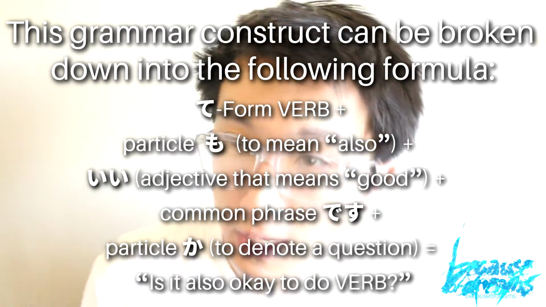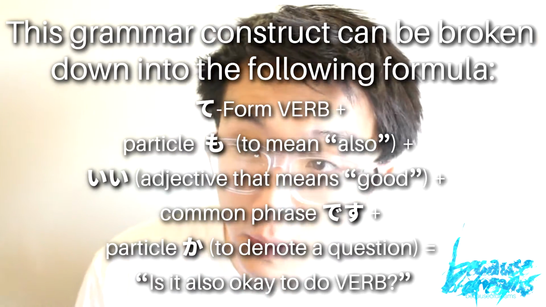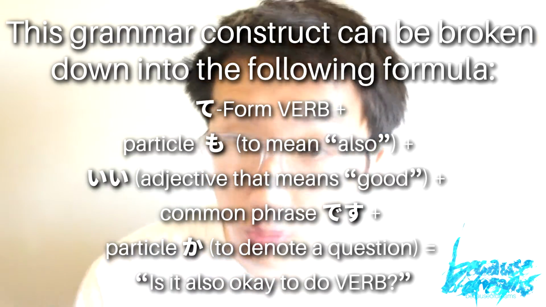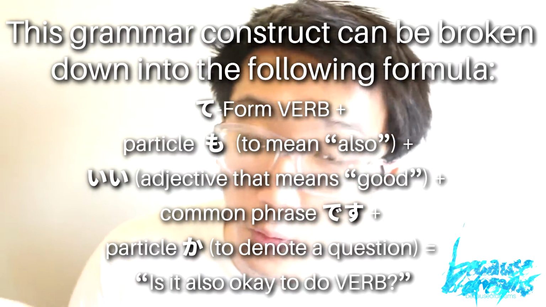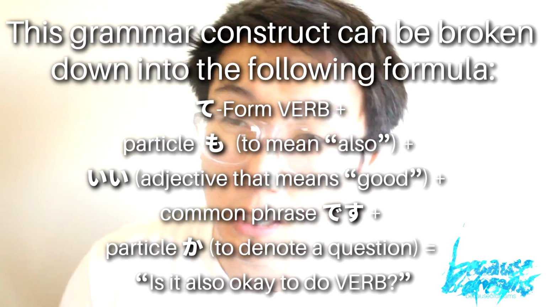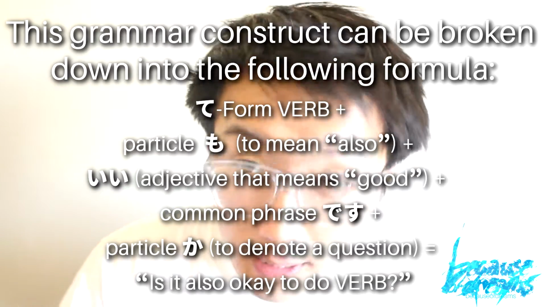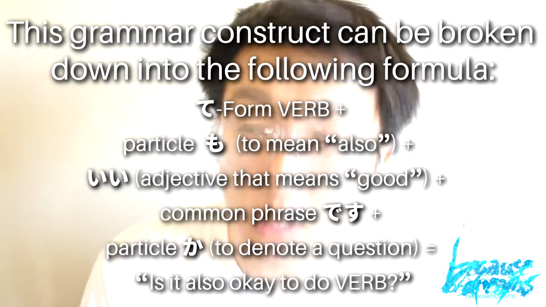Right after ii, we have the very common word desu, and that's just going to end the sentence or statement. And finally, right after desu, we have the particle ka to denote an interrogative tone, basically a question. It's the sentence ending particle that turns a sentence into a question. So we put all that together, and so te form of a verb mo ii desu ka means, is it also okay or good to do verb?